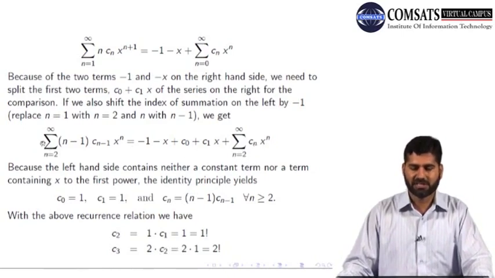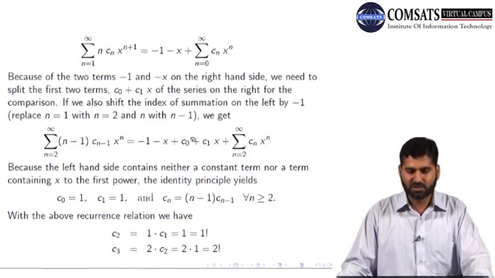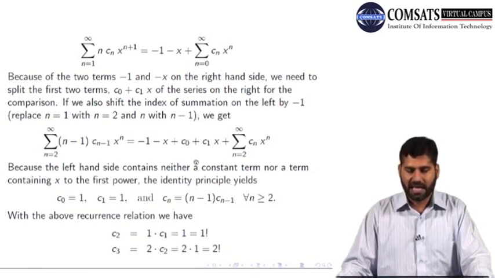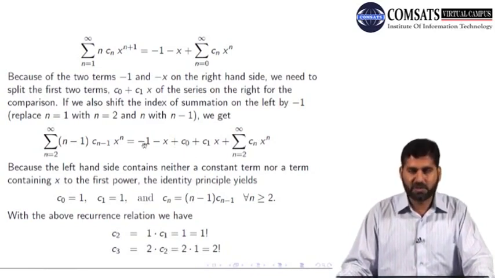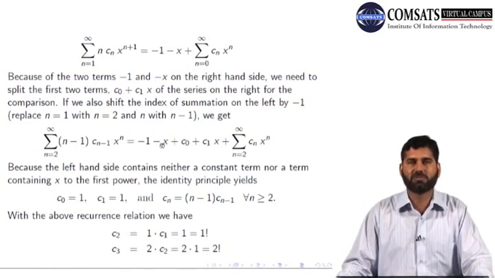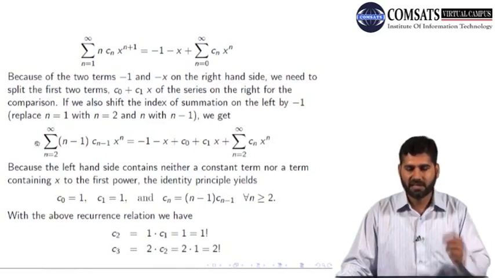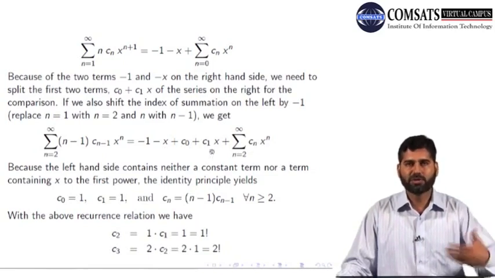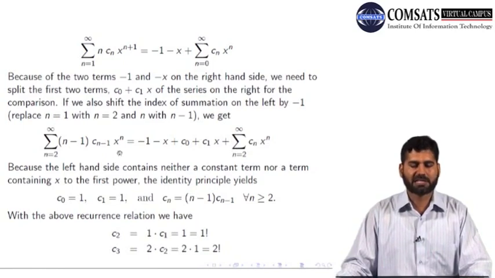So now I can combine these two. If you combine these two, you will get Cn equal to (n minus 1) Cn minus 1. So this is the last one, and C0 minus 1 should be equal to 0, and C1 minus 1 should be equal to 0, because on the left hand side there is no constant and x terms. So if you compare the coefficients of constant, you will get C0 minus 1 equal to 0. So from there C0 will be equal to 1. And similarly C1 equal to 1 as well. And then for n equal to 2, 3, 4, you will get Cn equal to (n minus 1) Cn minus 1.